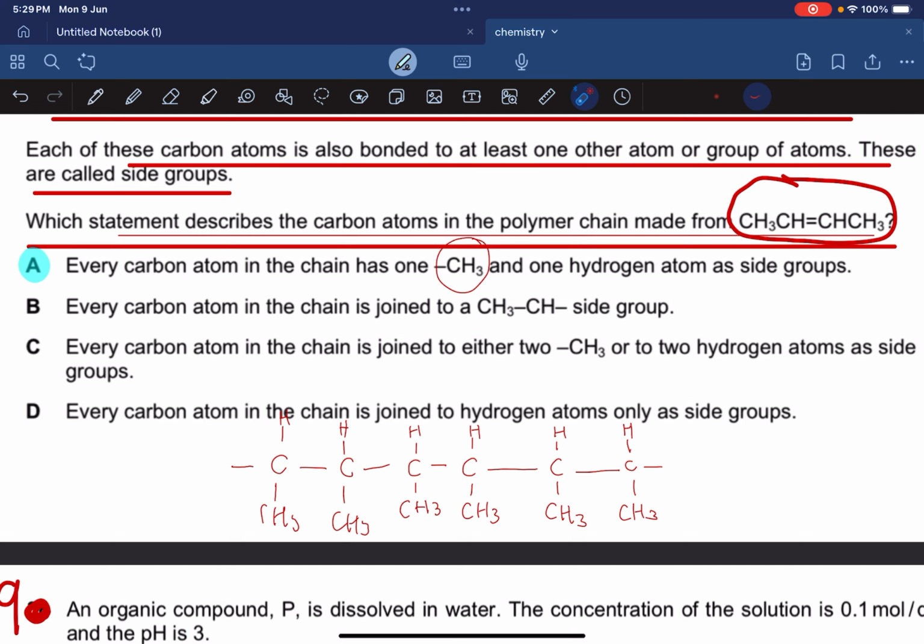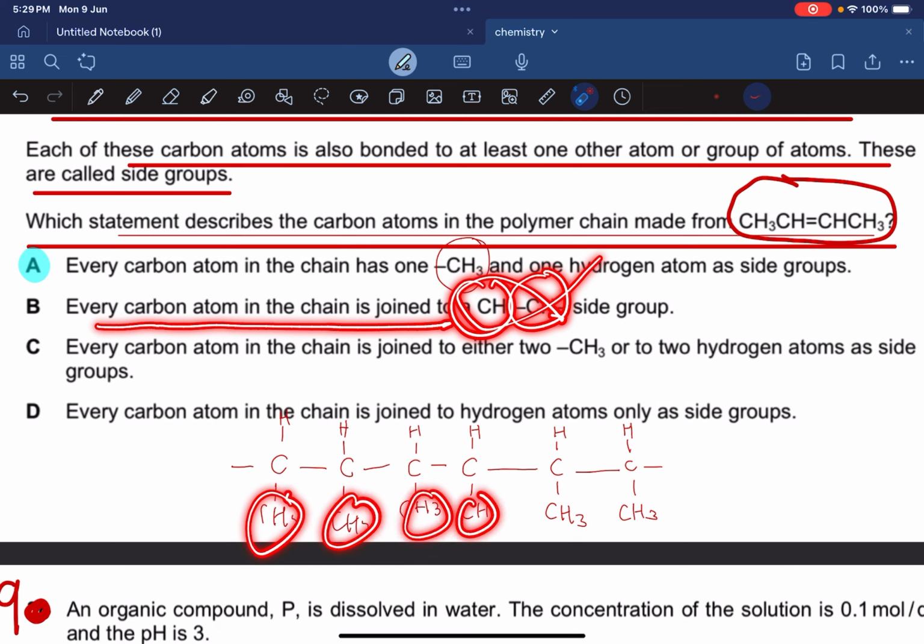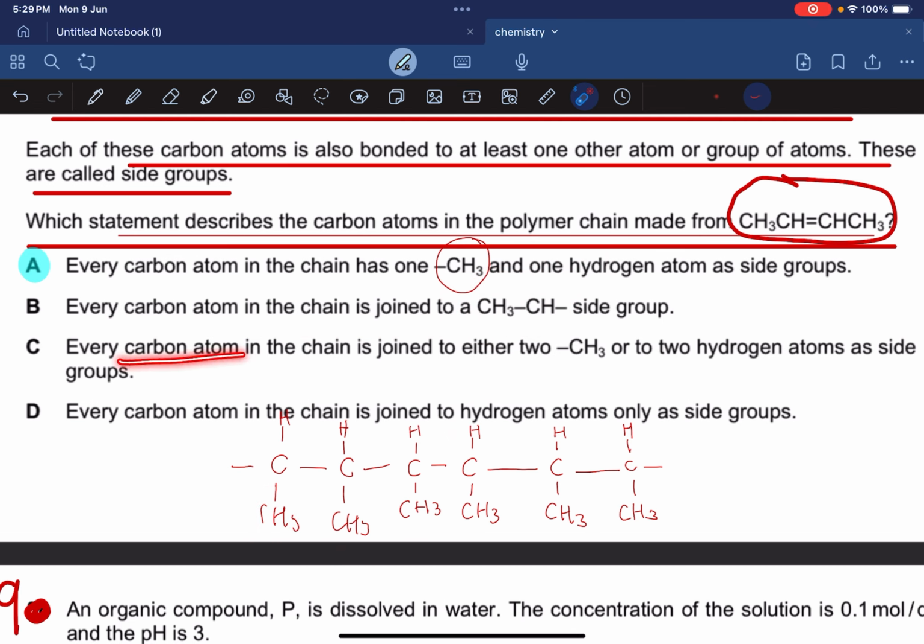Okay, let's read the other options. Every carbon atom in the chain is joined to a CH3CH side group. That is incorrect. There are only CH3 side groups and hydrogen. Every carbon atom in the chain is joined to either two CH3 or two hydrogen atoms as the side groups.